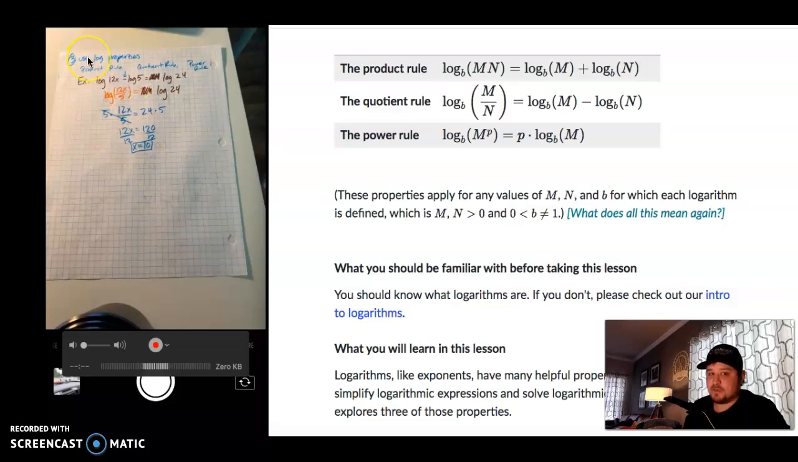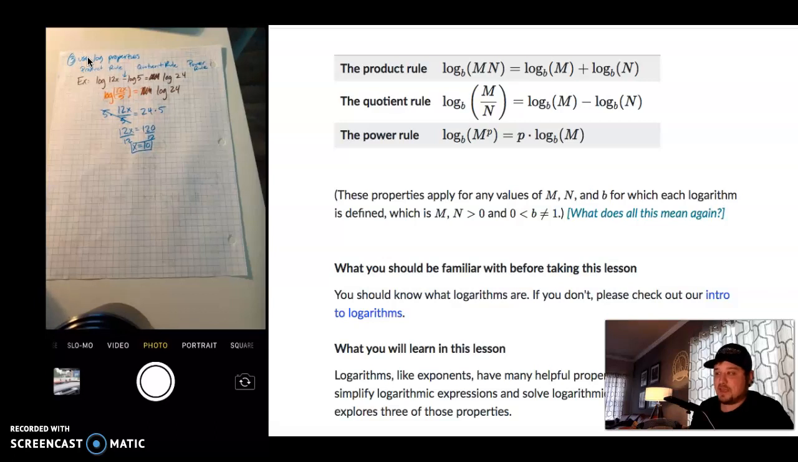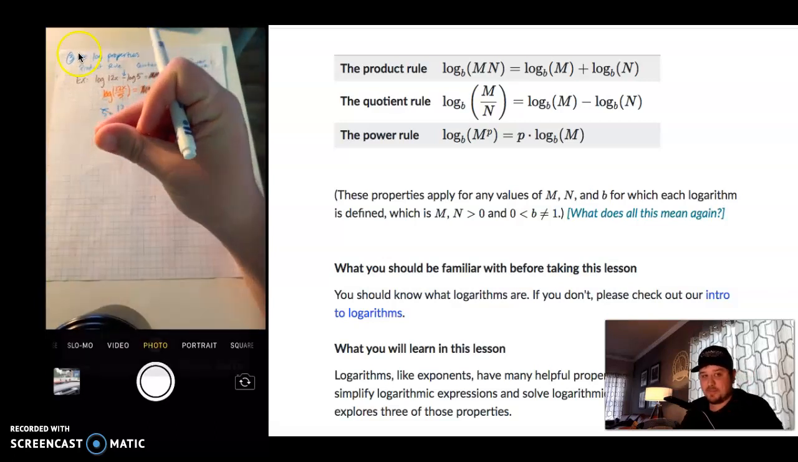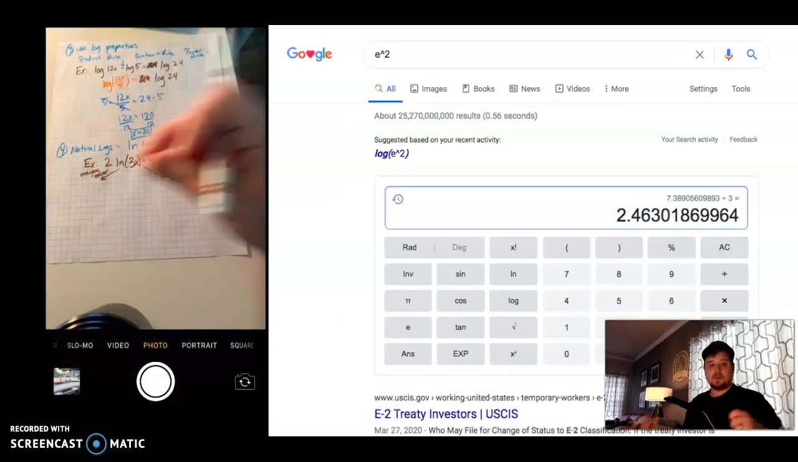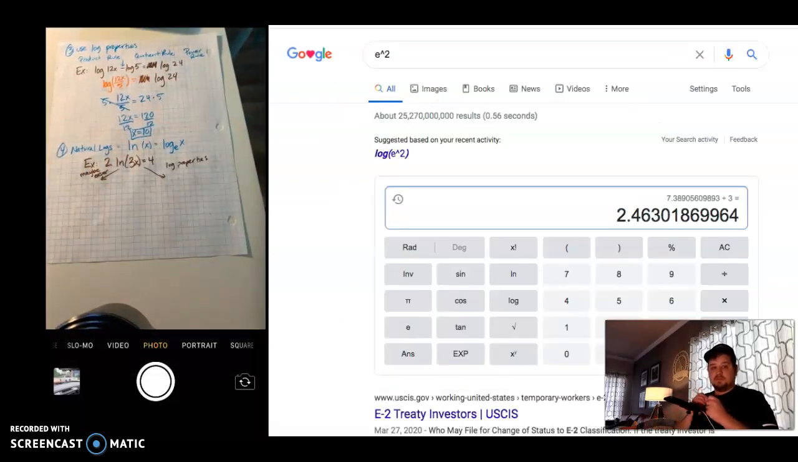Okay, so now I'm going to set up for the fourth one, which is going to be introducing you guys to ln, or a natural log. So give me a second to get that set up. Okay, so our last example here, we are going to be working with a natural log.